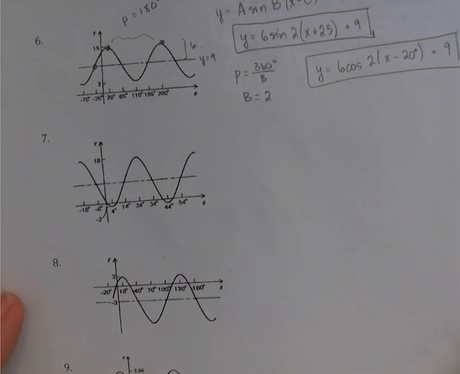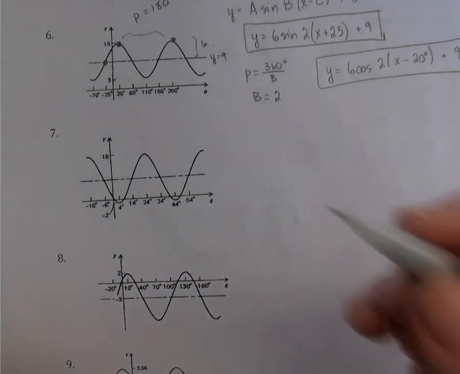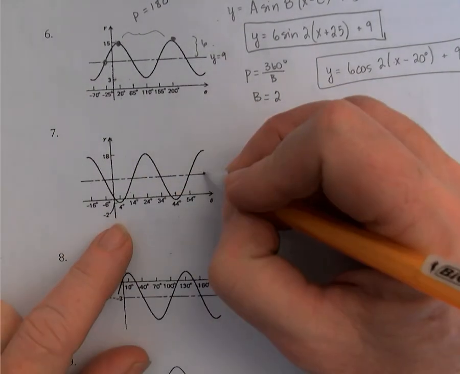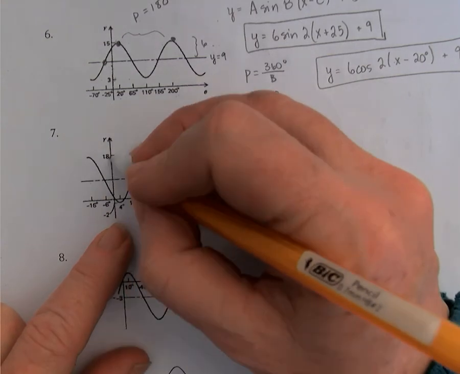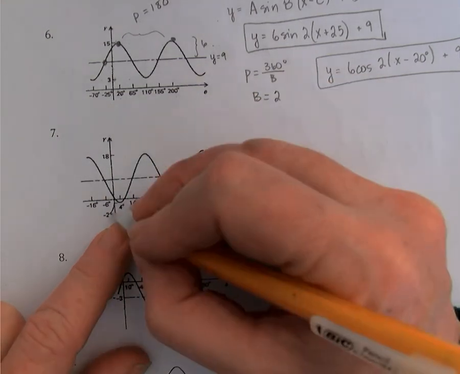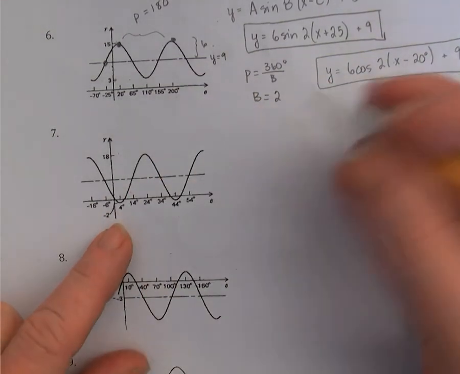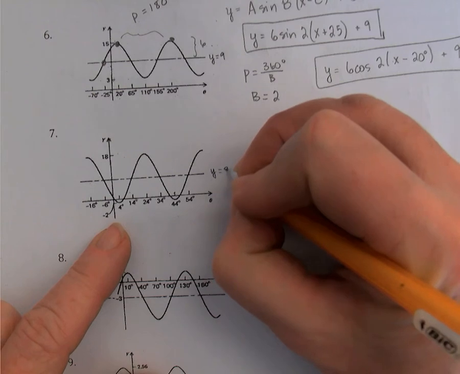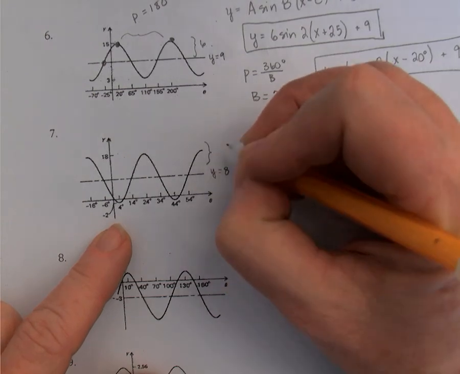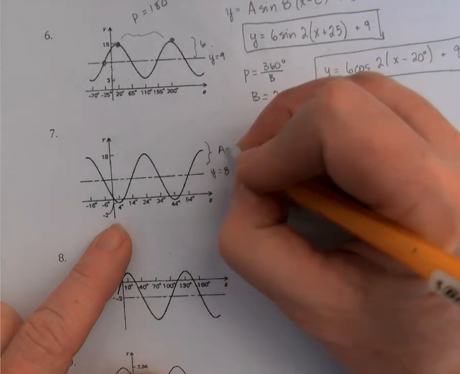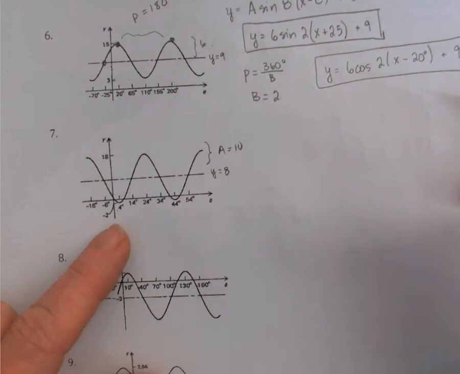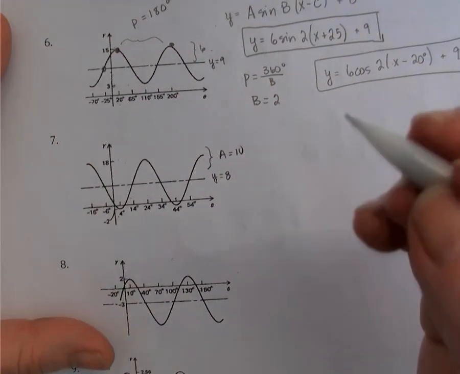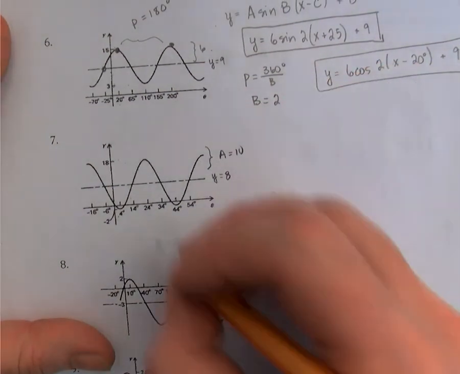For question number 7, our sinusoidal axis, again, is somewhere in the middle between -2 and 18. So the average of those, -2 plus 18, divided by 2, is y equals 8. And so then I know that my amplitude is going to be 10, right? 10 above, 10 below.